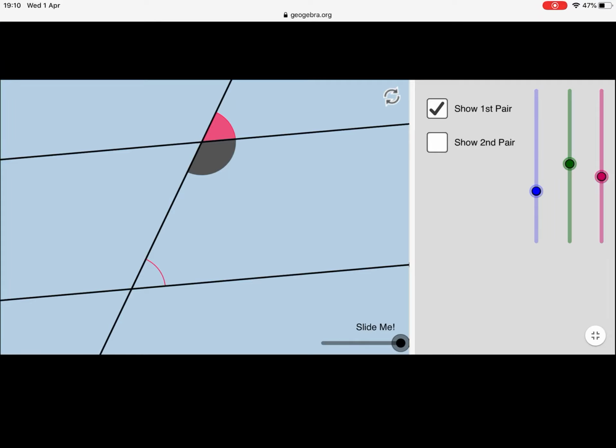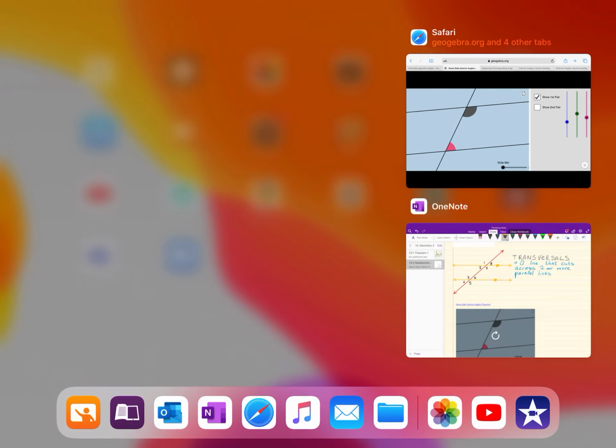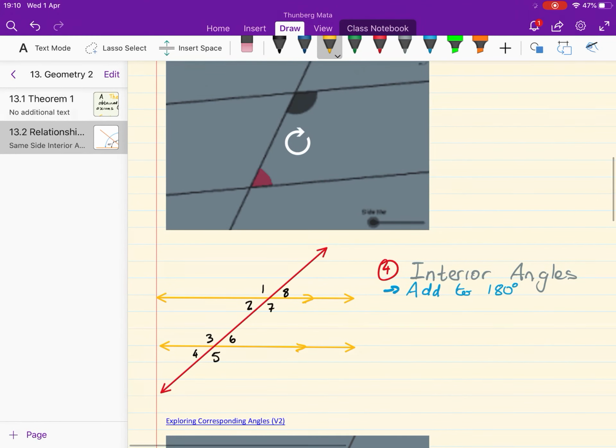So we can see that if we were to add both of those angles together, they would add to 180 degrees, because I've slid that angle up. So that's one of the interior angles. If I move it to the other side, we can see that both of those combined add to 180 degrees. So that means that interior angles like that add to 180 degrees.